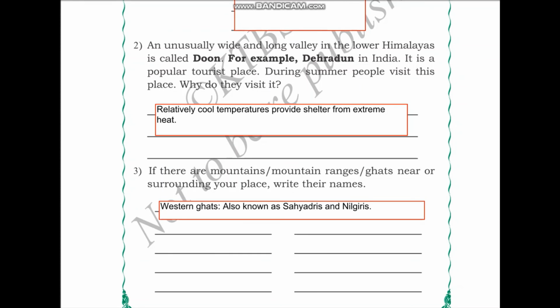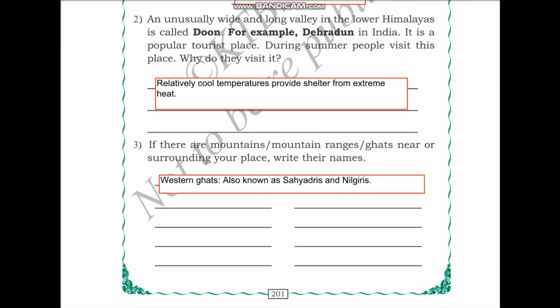Next, if there are mountains or mountain ranges or ghats near or surrounding your place, write their names. So I have given an example of the Western Ghats. We will be learning more in detail about the Western Ghats in the next sections. So the Western Ghats are also known as the Sahyadris or the Nilgiris. Okay, so we will learn more about these in detail.